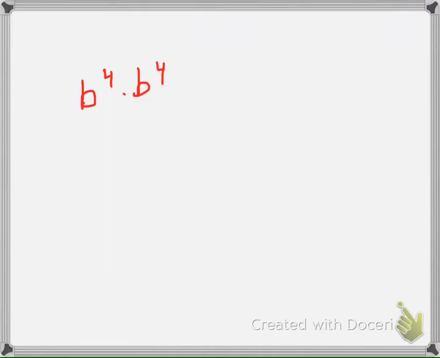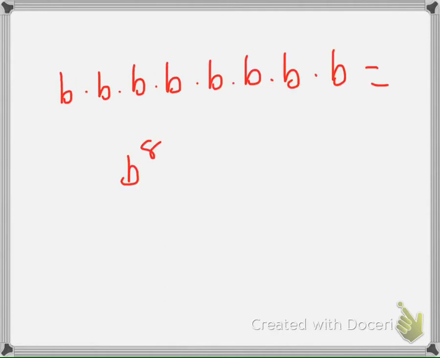This next problem is asking you to show what you would get if you did b to the 4th times b to the 4th. Make sure that you show why it's equal to whatever it's equal, just like we've been doing on our whiteboards. Turn the video off and do that. Since b to the 4th is b times b times b times b, and b to the 4th is b times b times b times b, then when you're doing b to the 4th times b to the 4th, you're really multiplying b times itself 8 times. That's why it's b to the 8th.